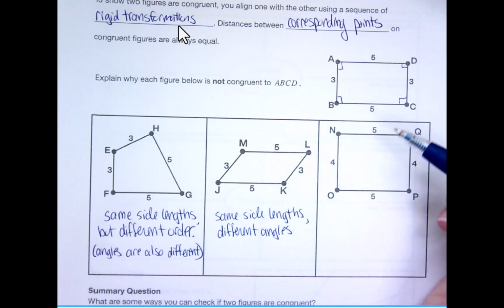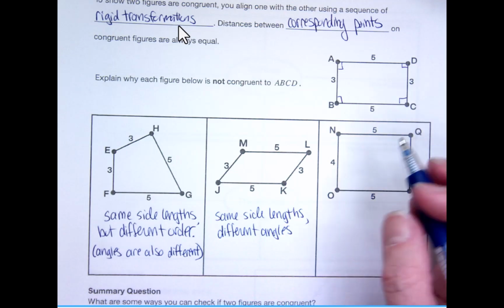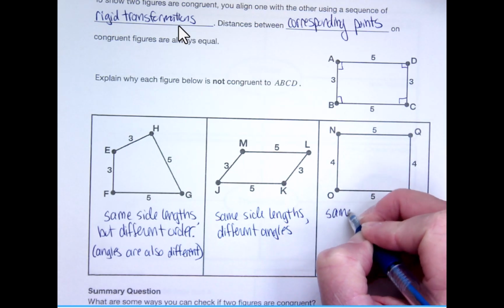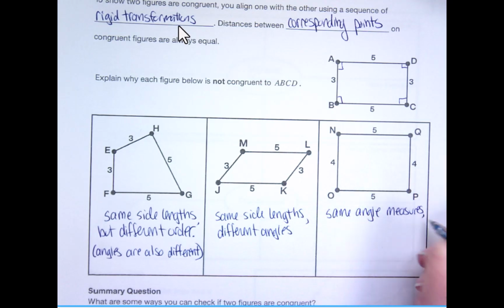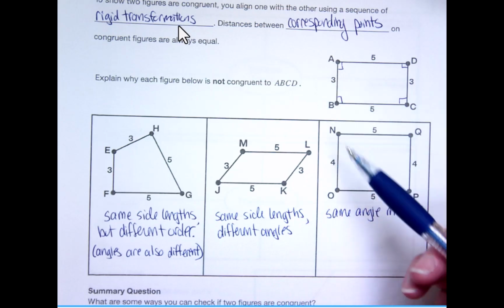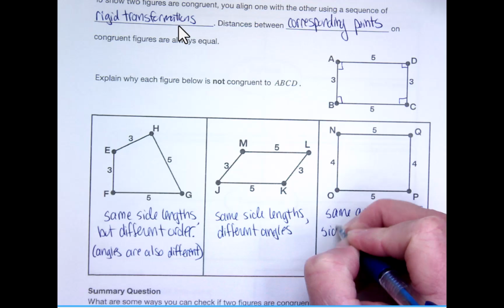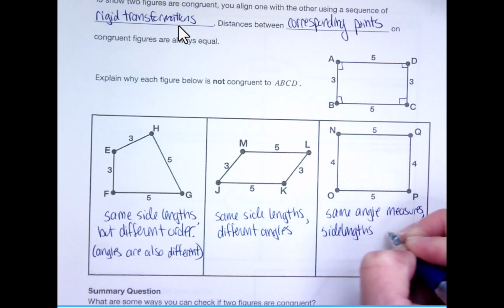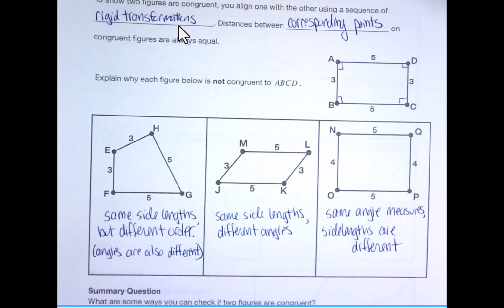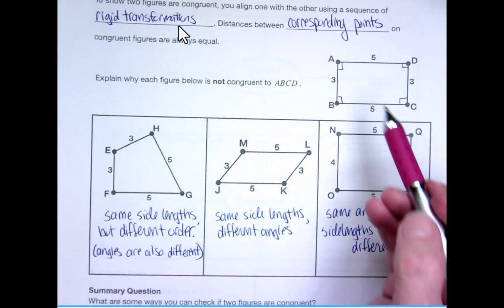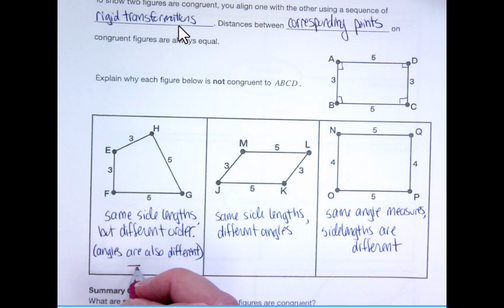And last but not least, I could say, all right, well, here you go then. Here's something with 4 right angles, just like my original. But in this case, even though we have the same angle measures, the side lengths are different now. Here's 3, here's 4. And in congruent figures, all of the measures are equal, not just some of them. So because of these reasons, this figure is not congruent.